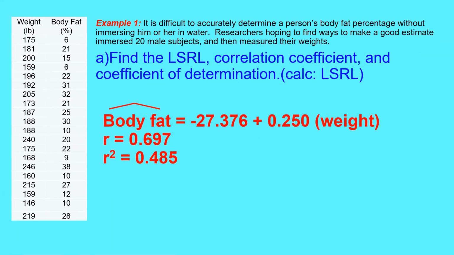Okay, so how do we write that as an actual equation? My body fat, or y hat, would equal negative 27.376 plus our slope of 0.25 times the weight, or times x. Again, if you're using y hat and x, make sure to define x equals weight and y hat equals body fat. Otherwise, you need to actually write it out like the equation is shown here. Notice our correlation coefficient is 0.697 for r, and r squared, the coefficient of determination, is 0.485.